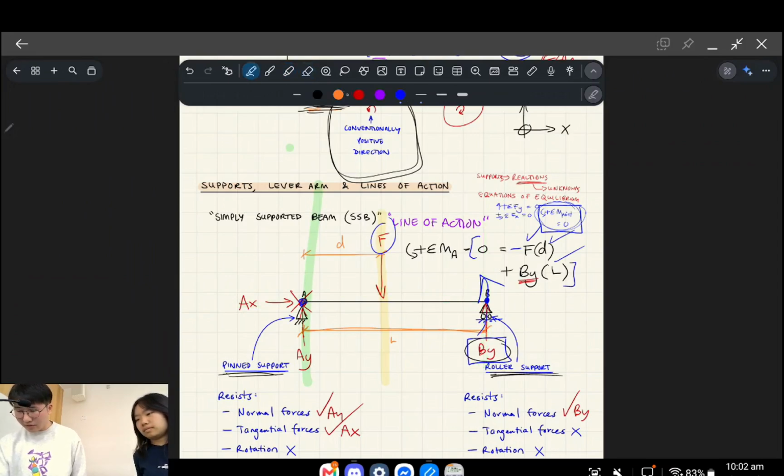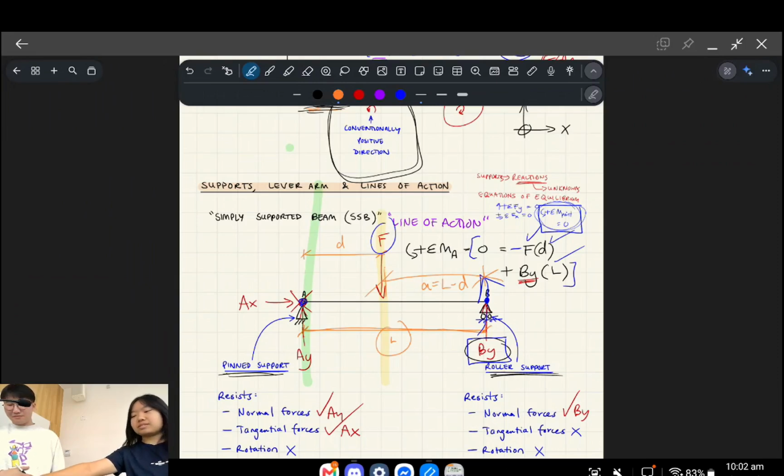Now our lever arm between the points stays the same, but our lever arm from F to B, let's call that distance A. It's the lever arm A. And A is equal to L minus D. That's just a fun fact. That doesn't really have anything to do with it. Do you know what I'm saying?